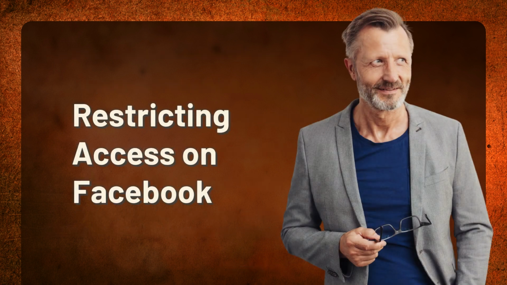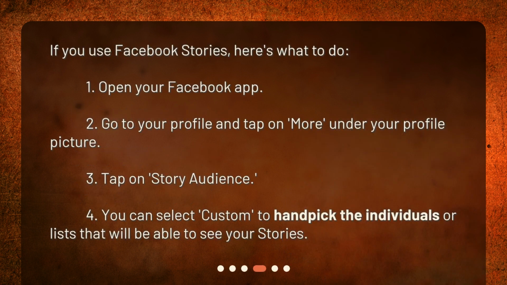Restricting access on Facebook. If you use Facebook Stories, here's what to do. 1. Open your Facebook app. 2. Go to your profile and tap on More under your profile picture. 3. Tap on Story Audience. 4. You can select Custom to handpick the individuals or lists that will be able to see your stories.